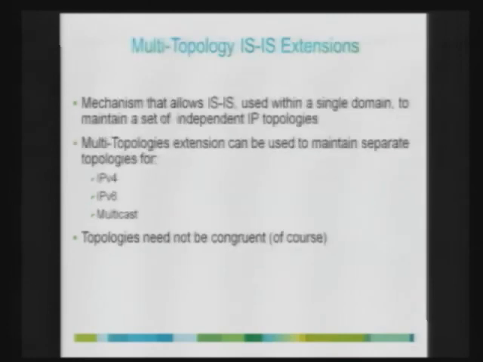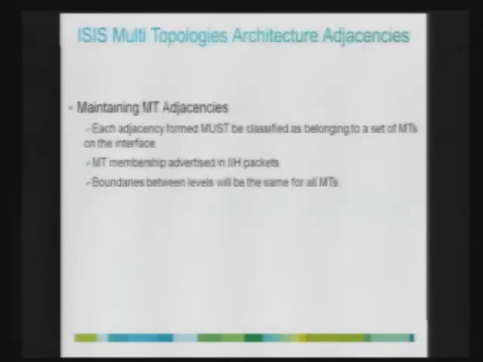But if you want to have separate topologies corresponding to separate protocols, like V4, V6, and multicast, then you can go with multi-topology ISIS extensions. There are RFCs defined to support that. And if you have that configured, what happens is when the adjacencies are formed, there would be a separate multi-topology adjacency maintained corresponding to each of the topologies.